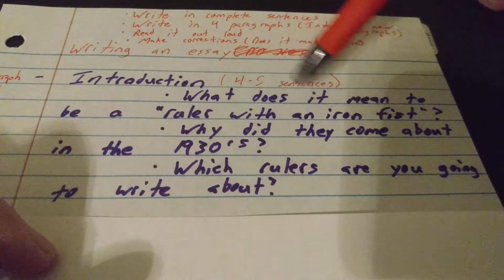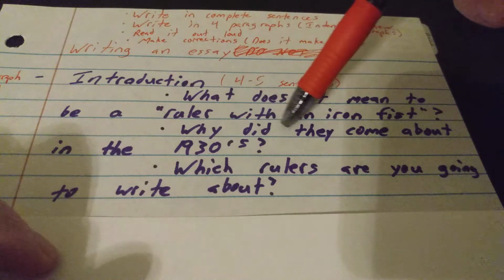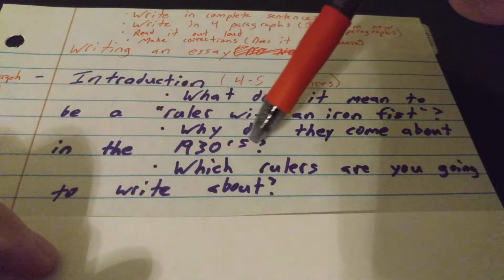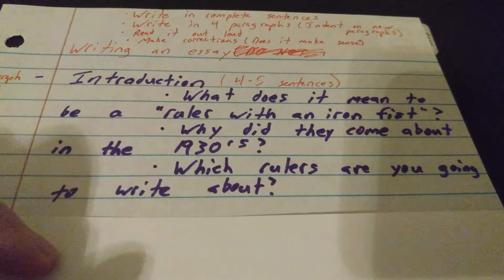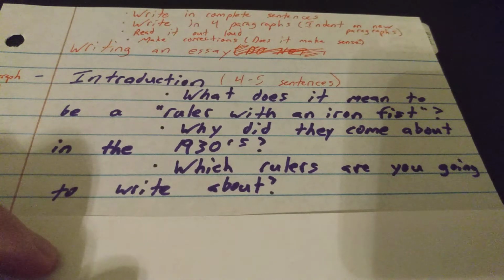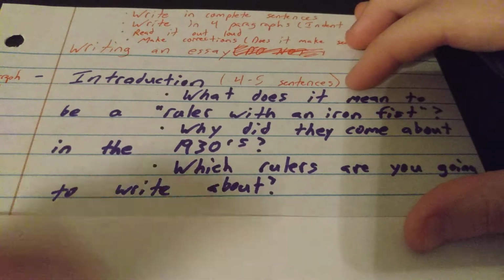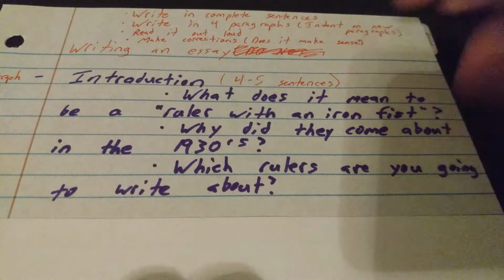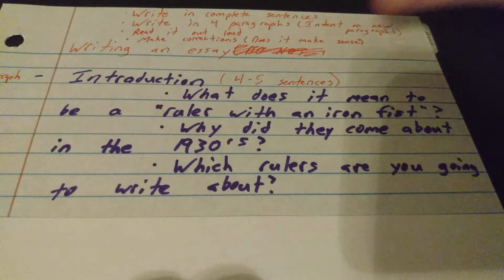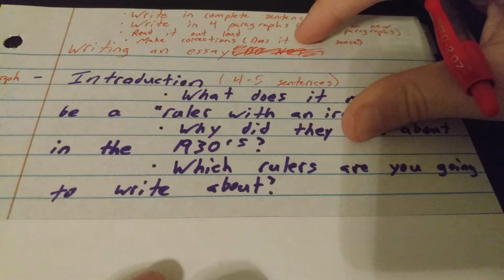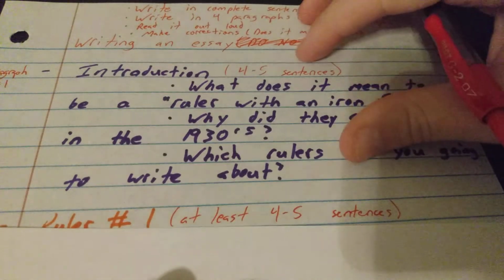Those questions are: what does it mean to be a ruler with an iron fist? Why did they come about in the 1930s? And which rulers are you going to write about? Again, you'll have to look back in that introduction video that I did, and I'll put all this in facts, just so you know.